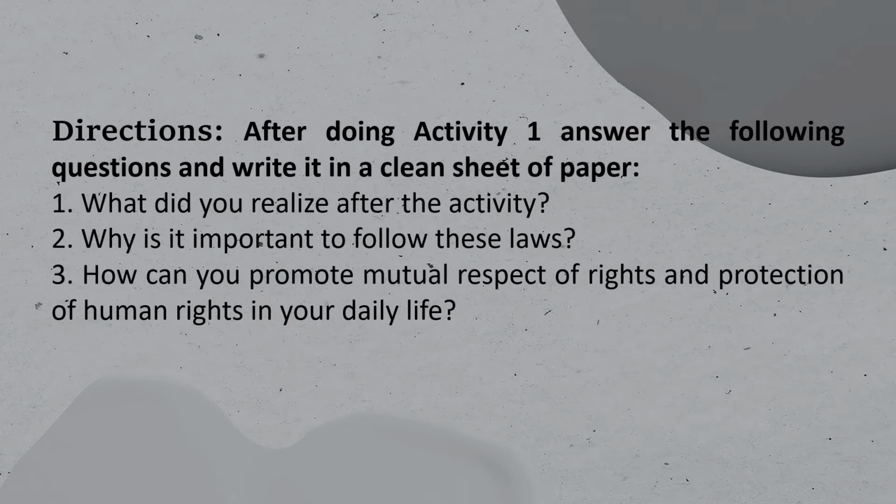After doing Activity 1, answer the following questions and write them on a clean sheet of paper. Number 1, what did you realize after the activity? Number 2, why is it important to follow these laws? And number 3, how can you promote mutual respect of rights and protection of human rights in your daily life?